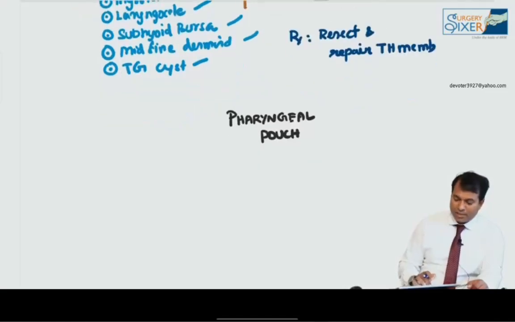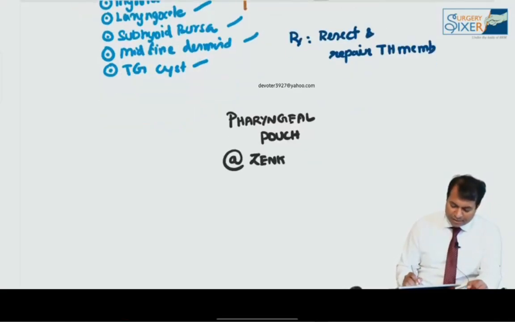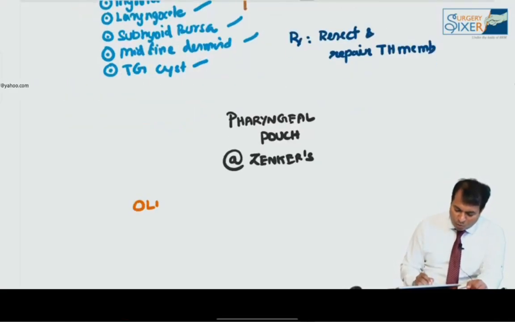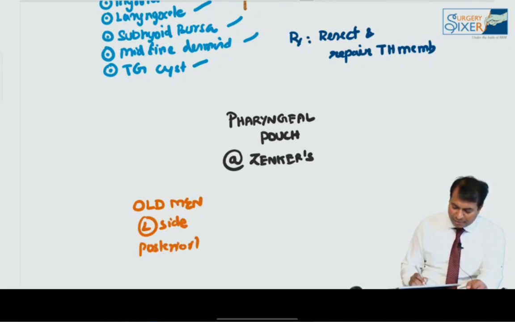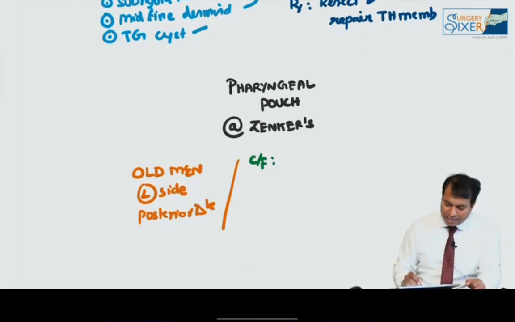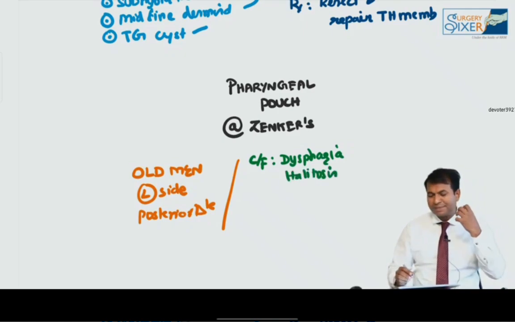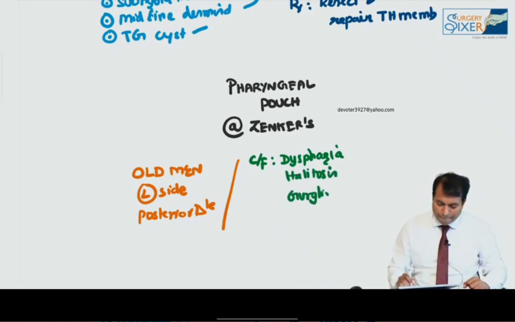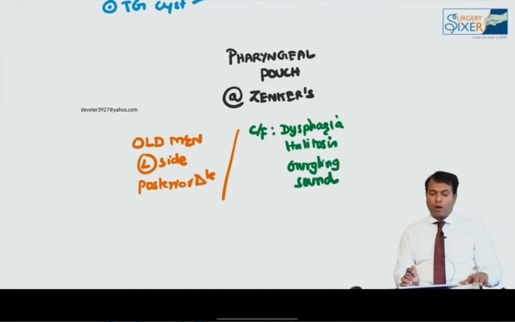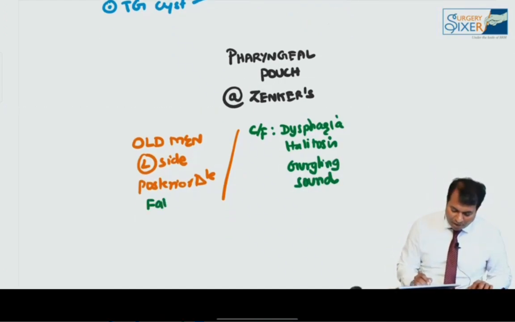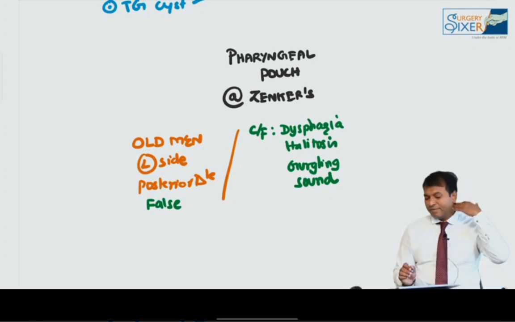So let me just tell a few points for completion purposes here. It is also known as Zenker's diverticulum. Please remember, this is common in old men. It is common on the left side. It presents as a posterior triangle swelling with the classical clinical feature of dysphagia. They will have dysphagia and halitosis. And when you compress, the swelling reduces with a gurgling sound. It is a false diverticulum. Please don't forget, it is a false diverticulum. It is seen in the posterior triangle on the left side in old men commonly.